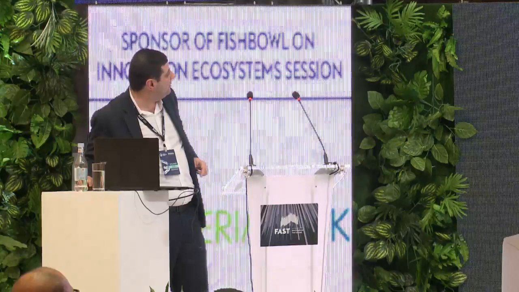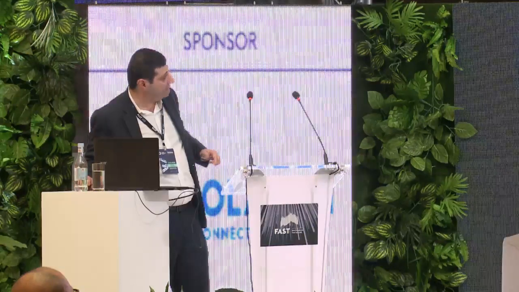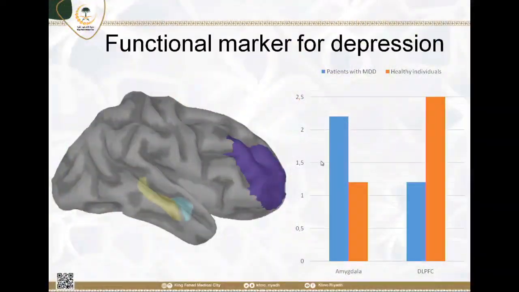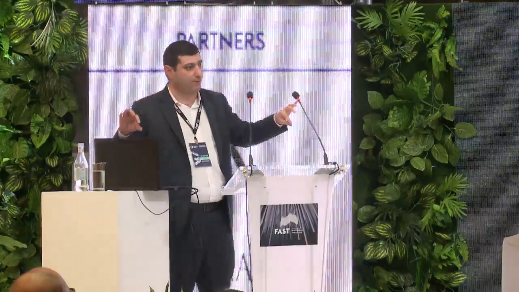This one shows the activation in the amygdala, this area here, and this is the dorsolateral prefrontal cortex. I don't have time to explain why these areas and what mechanisms are involved, but you can clearly see, this is patient activation and this shows the activation levels for controls. In the amygdala there is much stronger activation in patients, while the opposite is true for the dorsolateral prefrontal cortex: the activation is much stronger in healthy individuals than in patients. This is a very easy way to discriminate patient populations.